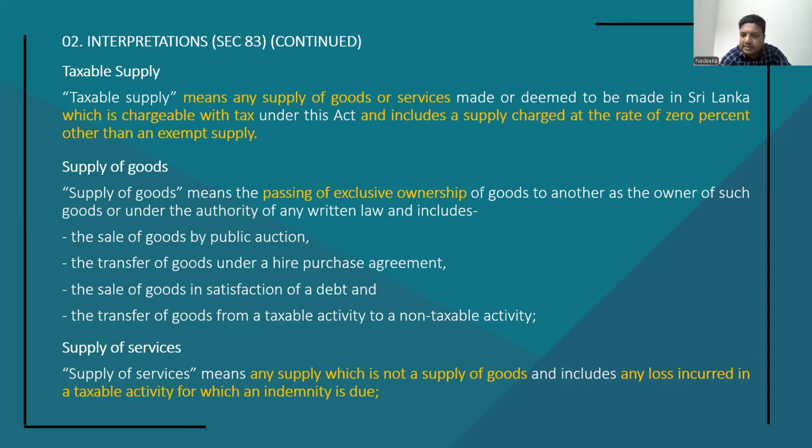Any loss incurred in a taxable activity when you run a business, due to various reasons, maybe due to fire or flood, if your goods are damaged, it is a loss that you incur in your taxable activity, right? And if the loss is indemnified, that is treated as a supply of service. Now let's say if your stocks are damaged and you get it indemnified by the insurance company, the insurance claim you receive is covered within the meaning of supply of service. Clear? If you incur loss in a taxable activity and if it is indemnified, that is treated as a supply of service.